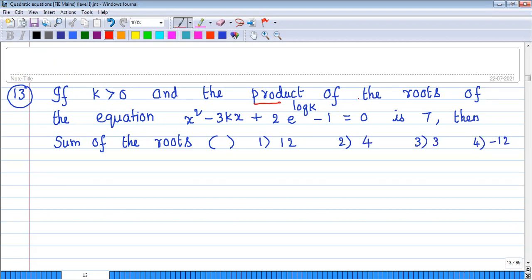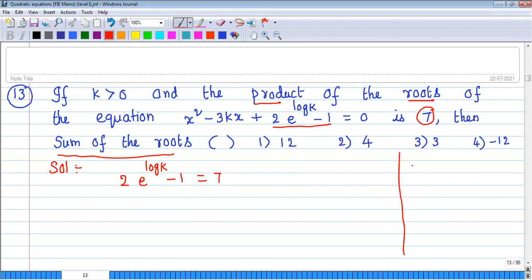Here the product of the roots of this equation is given, that is 7. We need to find out the sum of the roots of the given equation. For example, the product of the roots means the constant term divided by the coefficient of x square. That means 2 times e to the power of log k minus 1 is equal to 7, given.